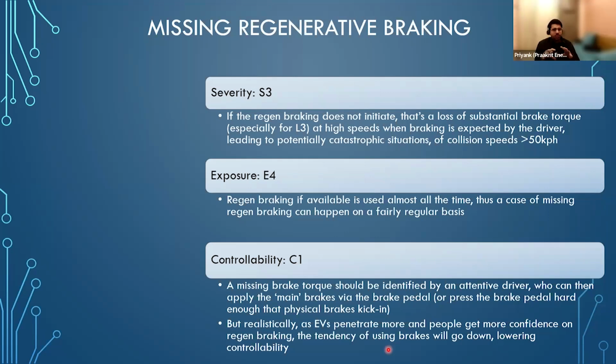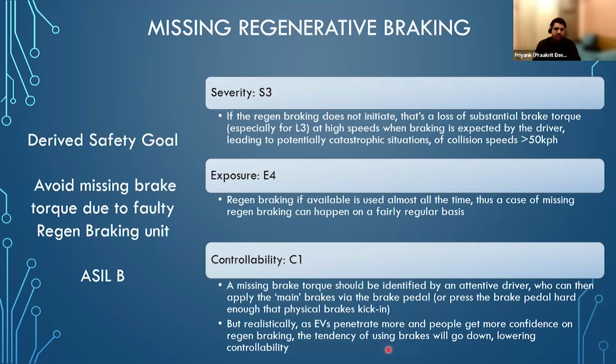I'm not saying this is C2 or C3, which means very uncontrollable, but it's at least C1 in my opinion. Again, I speak of this from my own experience, because when driving an EV, I feel that even I forget sometimes that I have main brakes, and so I take a second longer to apply them. So that's why I give it a rating of C1. And so 3 plus 4 plus 1 is 8, which means an ASIL rating of B.